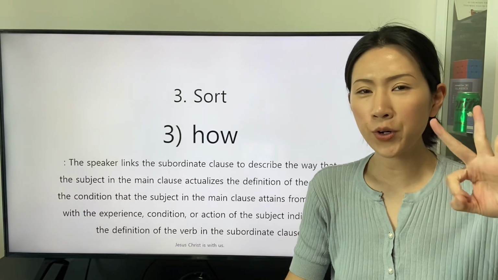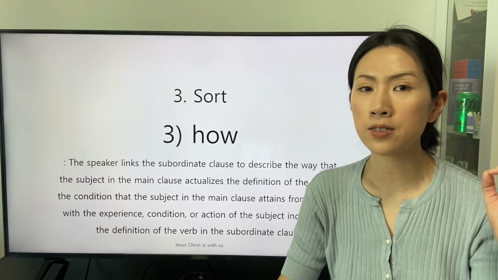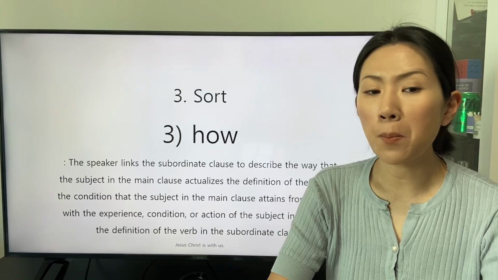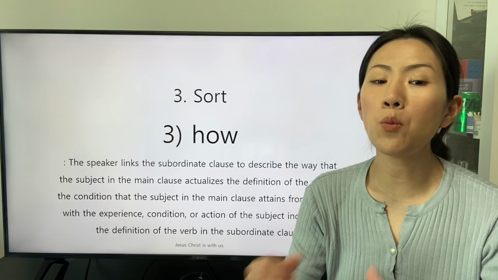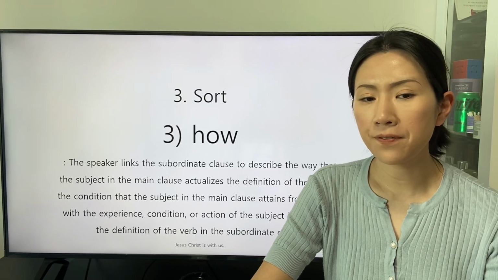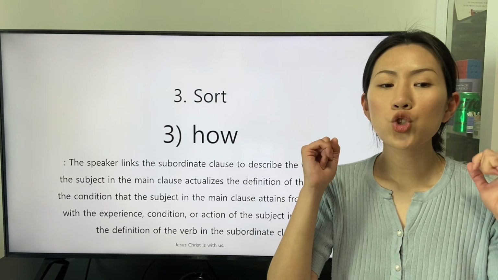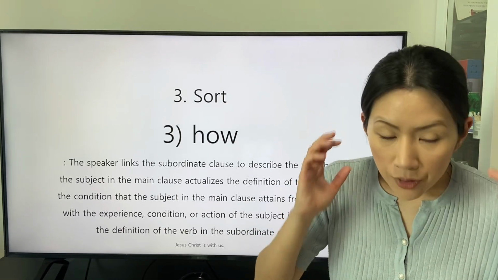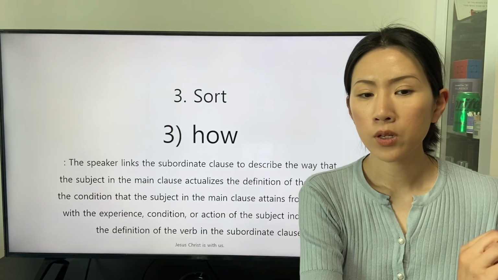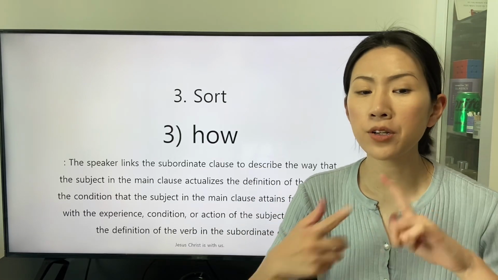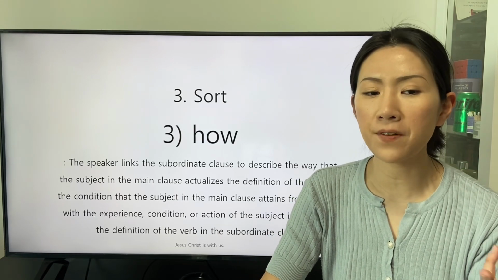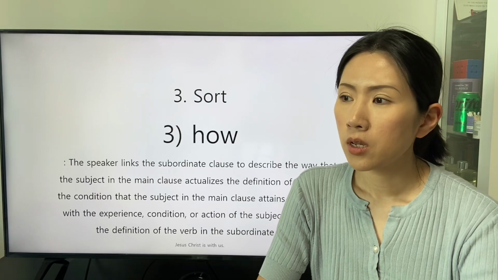The third sort of the relative adverb is the adverb how. The speaker links the subordinate clause to describe the way that the subject in the main clause actualizes the definition of the verb, to the condition that the subject in the main clause attains from the way, with the experience, condition, or action of the subject indicated by the definition of the verb in the subordinate clause.